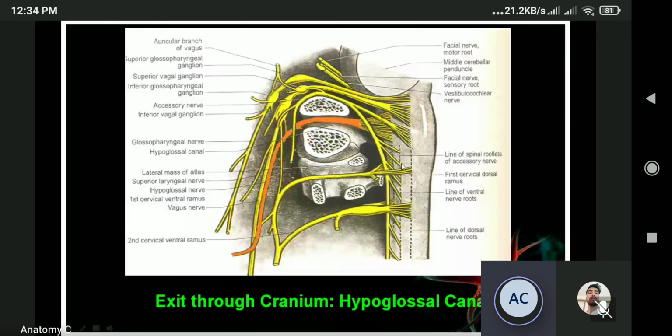Okay, this one is the hypoglossal nerve. This is the hypoglossal canal. So through the hypoglossal canal, it will come out from the cranium.